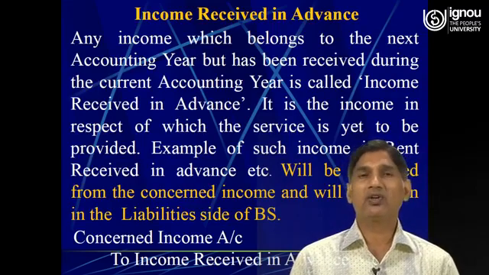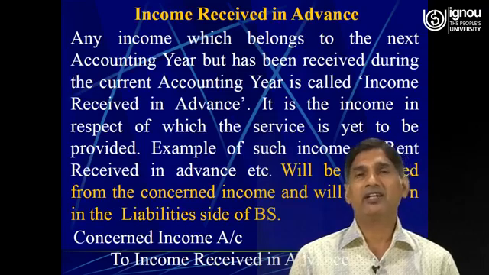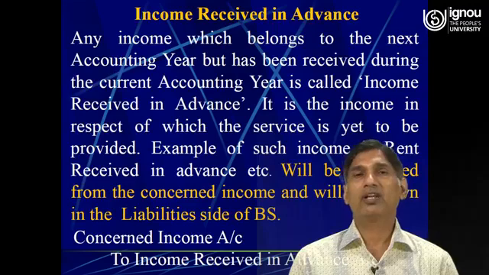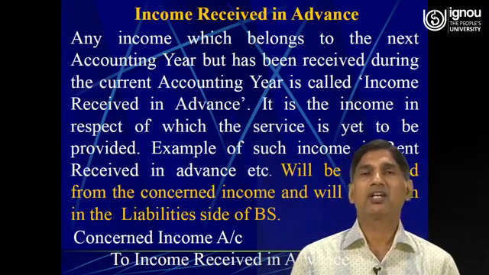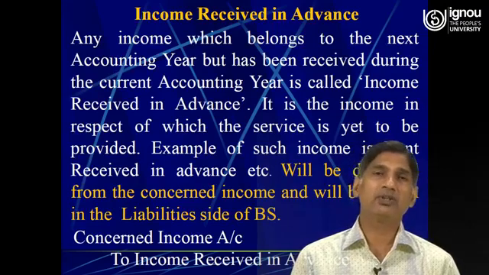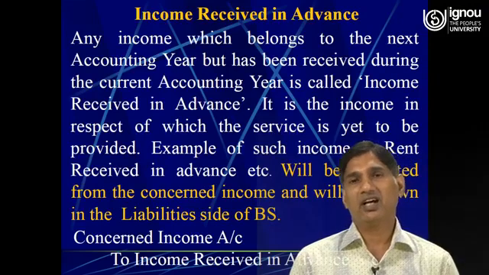So, until we earn the income, it cannot be treated as an asset. Therefore, when we receive an income and when we have not earned it, it will be treated as a liability, and it will be subtracted from the concerned income while preparing the profit and loss account, and it will also be shown in the liability side of the balance sheet under the head current liabilities. So, the adjustment journal entry would be concerned income account debit to income received in advance.